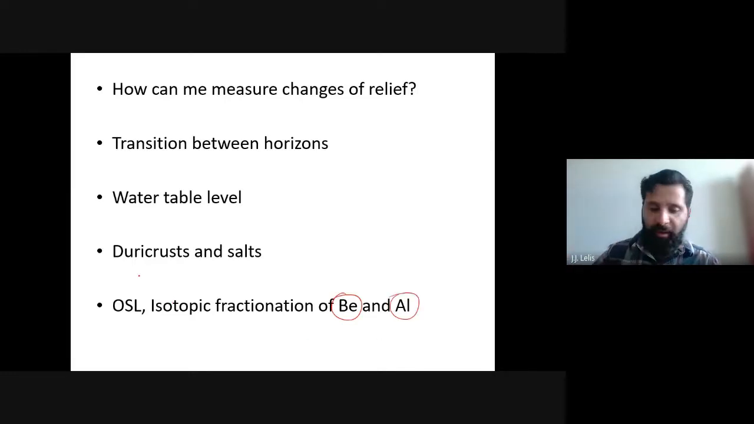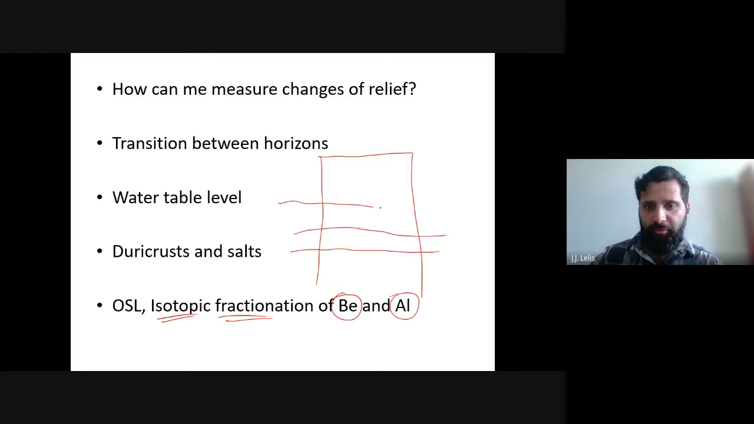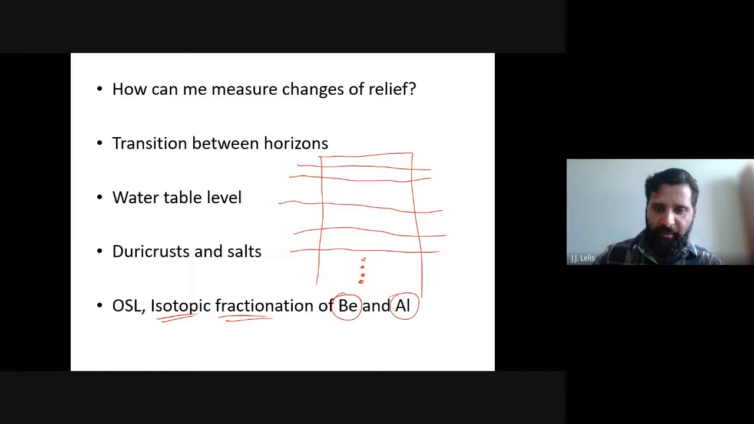We can measure the isotopic fraction of these elements, and we can measure the rate of erosion and the rate of sedimentation in a specific soil profile. We collect systematic samples at every 5 or 10 centimeters and measure the content of beryllium or aluminum.